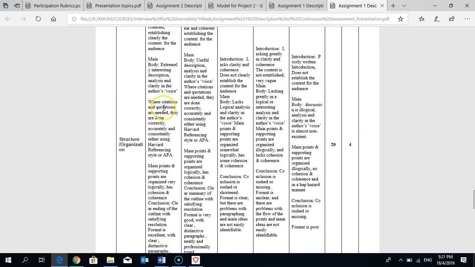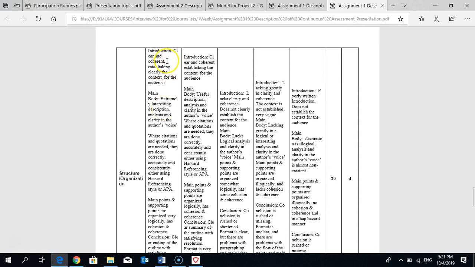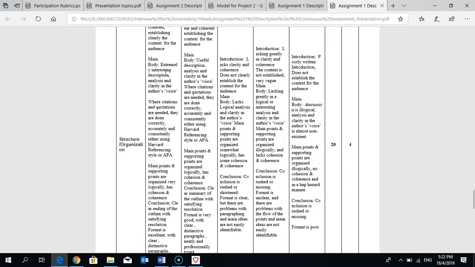Under structure, it says have a good introduction. Clear and coherent, establishing clearly the context for the audience. Main body is extremely interesting. Now you're not actually writing this, but still they're expecting you, obviously, in your presentation, to give a strong introduction, and then you go on to the details. So it sounds like an article almost, but in a sense, you form a presentation in the same way that you create a good article.